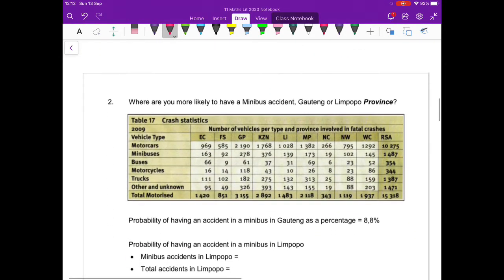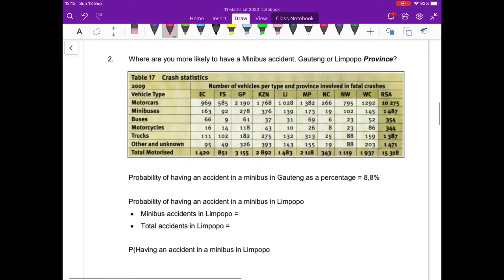Right, let's look at the second one. Another example of using this two-way table. Where are you more likely to have a minibus accident? In Gauteng or Limpopo? So what we need to do, we've seen that Gauteng, the probability of an accident there was 8,8. Now we're going to do the same for Limpopo, which is this column here.